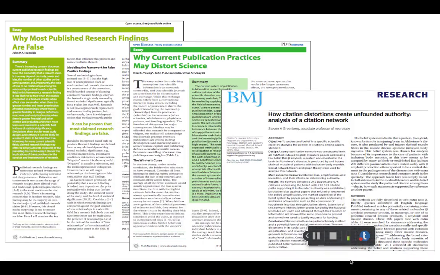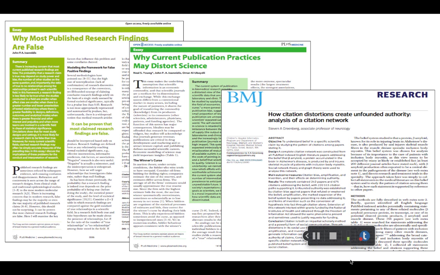So here's the problem in our literature. An example is provided by three publications. The first on the left, titled Why Most Published Research Findings Are False, was published by John Ioannidis in 2005. And he shows that most published research findings are fairly extreme. They tend to support the researcher's hypothesis, but they don't hold up on further examination, and they aren't replicated in subsequent studies. The second article by Young and colleagues shows why current publication practices distort science.